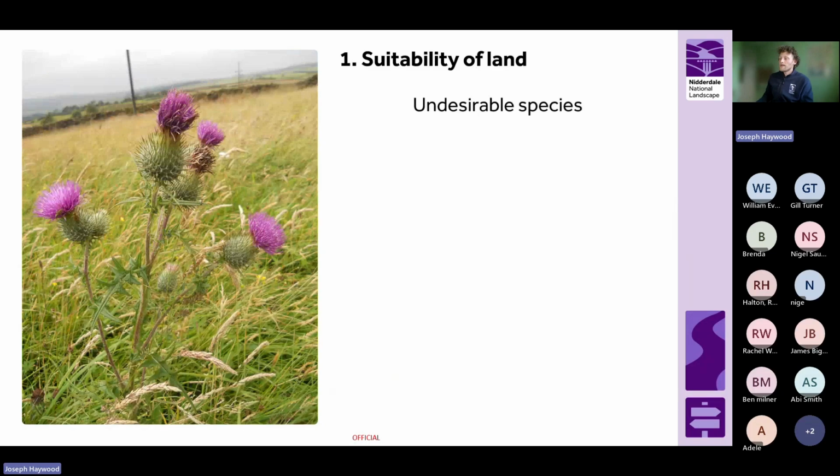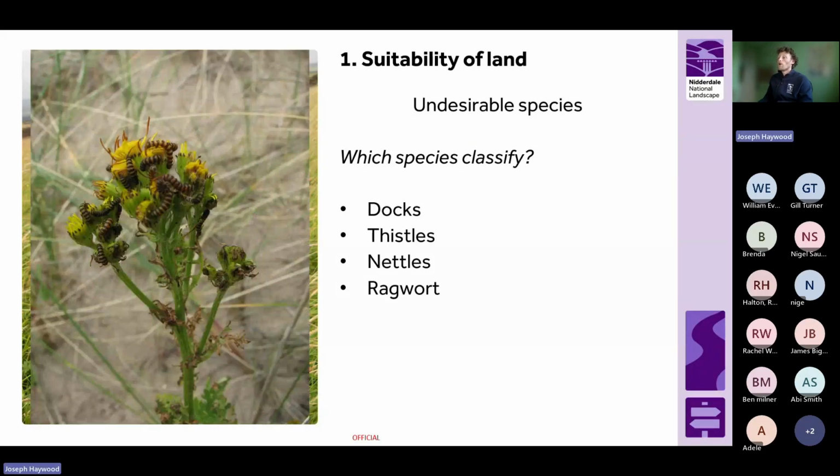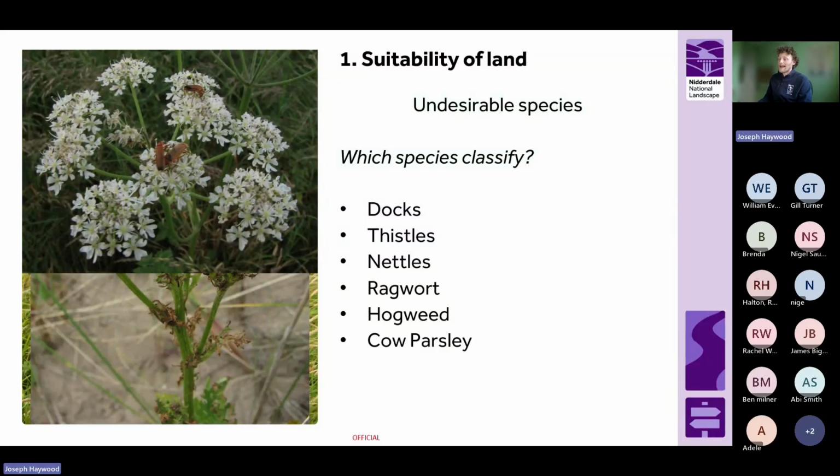So that's fertility. Now this is undesirable species, and the species that classify as such. So you've got spear thistle, which is your picture there. You've got docks, thistles, nettles. Nettles are an indicator of high fertility. Ragwort, which can be poisonous to livestock, but is also really beneficial to pollinators and invertebrates like the burnet moth and cinnabar moths. Hogweed and cow parsley. So they're the species that classify as undesirable, but there might be some more that are undesirable to you specifically in your context.